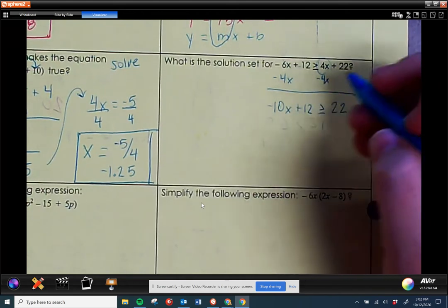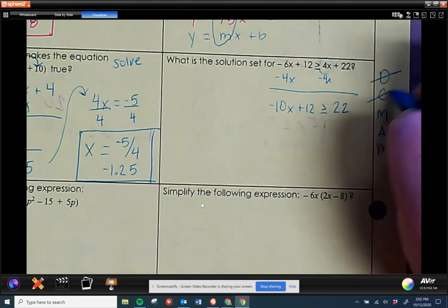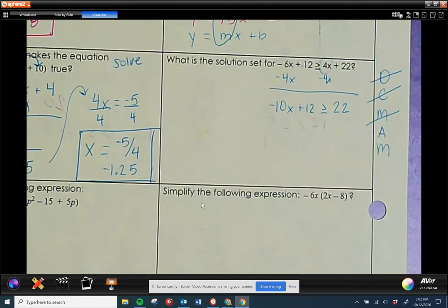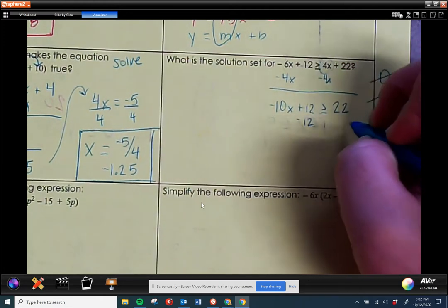Now I need to move all the constants. I didn't need to distribute. I didn't need to combine like terms. I moved all my variables. So I need to add or subtract, right? So I'm going to subtract 12 from both sides.